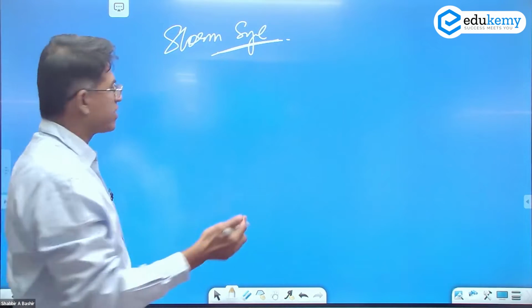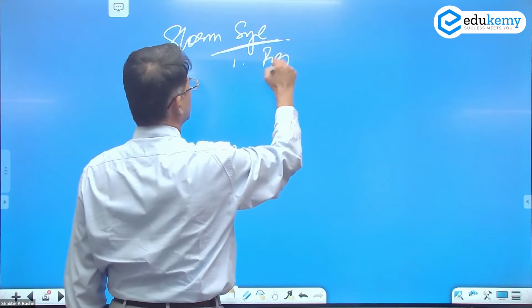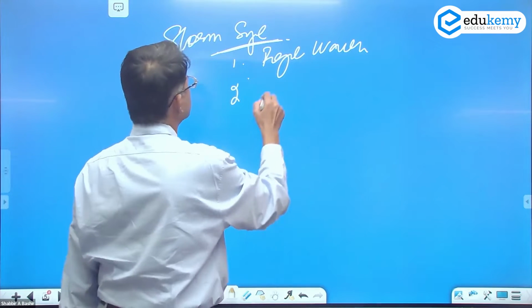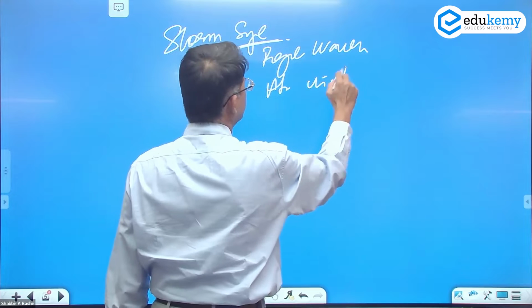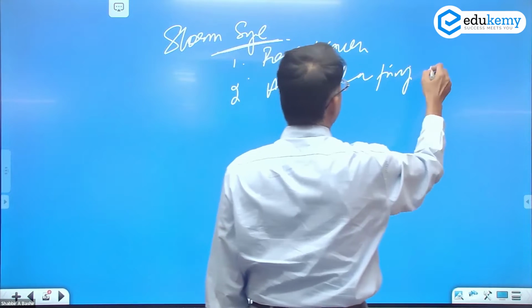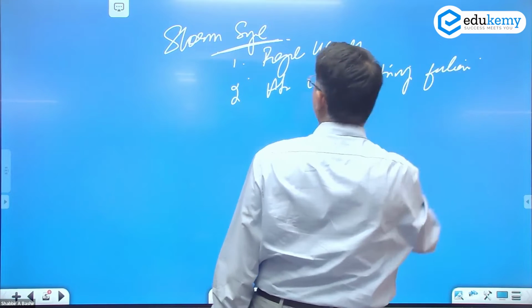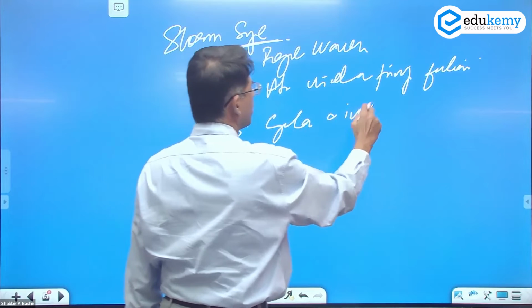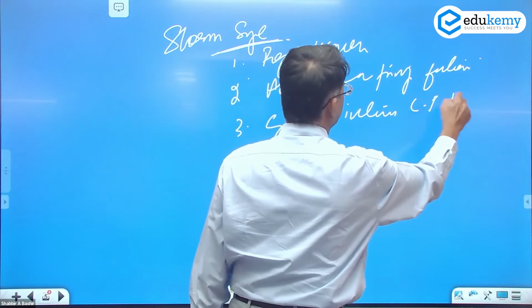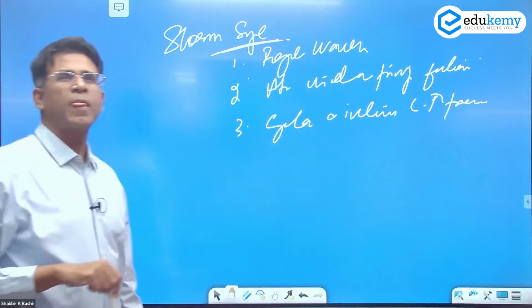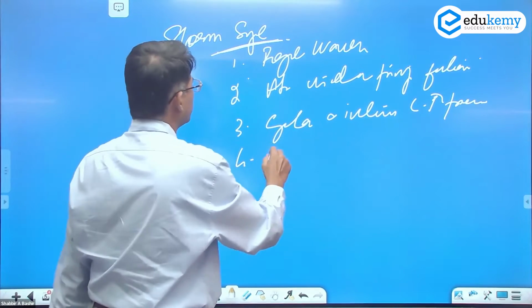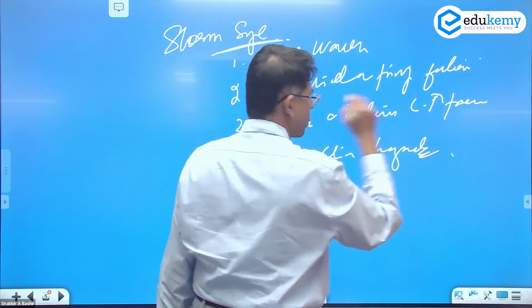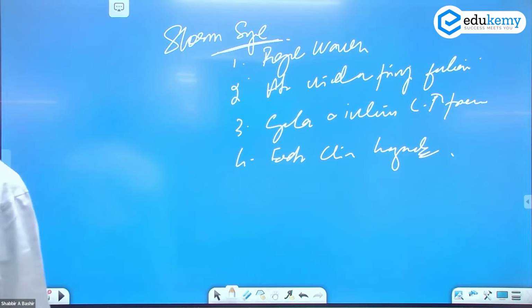Okay, so 4 points. Storm surges are rogue waves. Their origin is atmospheric winds as the primary factor. Storm surges are related to cyclones and intense low pressure systems, and they are one of the extreme climate hazards. They are rogue waves, very large waves.